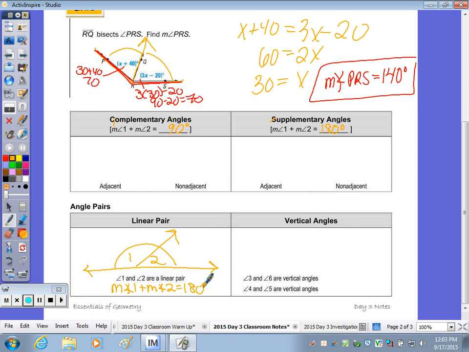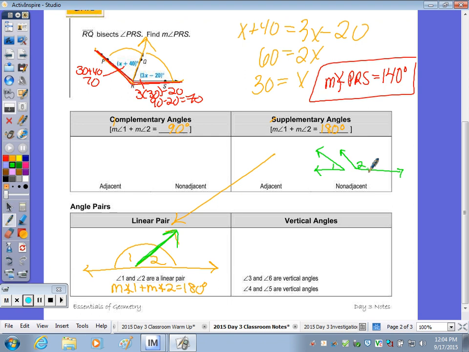If they're adjacent, that's what they are. If they're not adjacent, that just means they're not sharing a common ray or a common side. If they are adjacent, or right next to each other, they share a common ray. So you can just use your own. If I say angle 1, you just want to draw them separate. And so it looks as though the sum is 180 degrees.